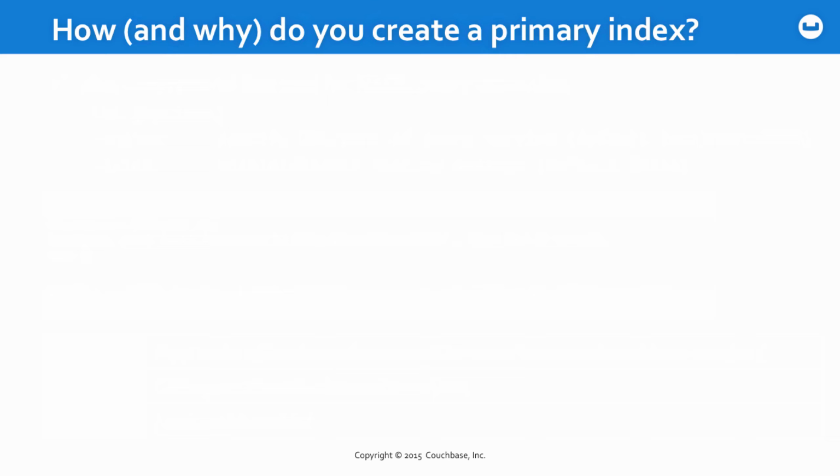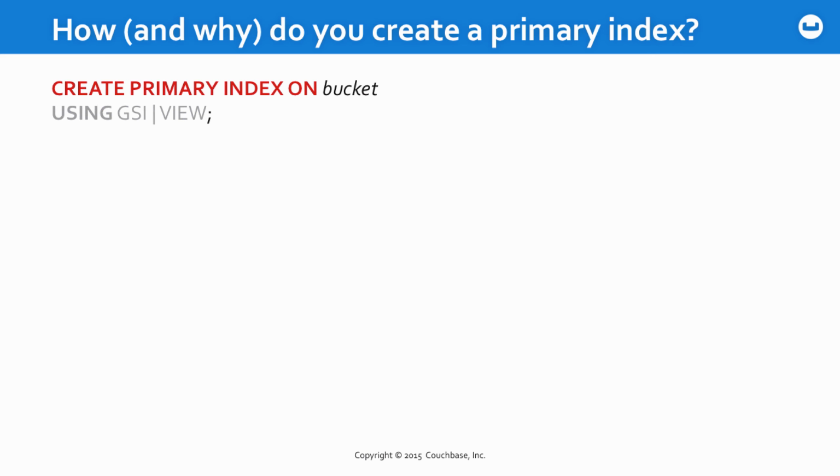The paths are also available in the workbook. So how and why do you create a primary index for a bucket in Couchbase? Well, you would use this N1QL syntax, CREATE PRIMARY INDEX ON, followed by a bucket name. Optionally, you could flag whether to use global secondary indexing or views. So this will enable you to execute ad hoc queries for a bucket.